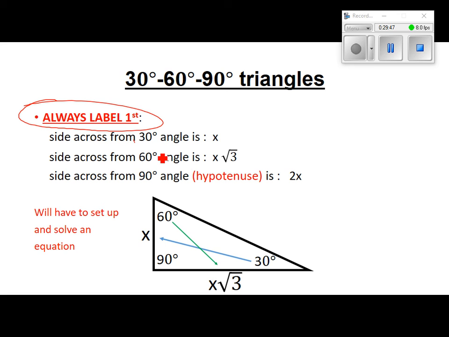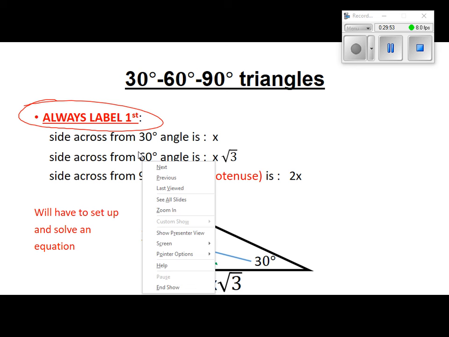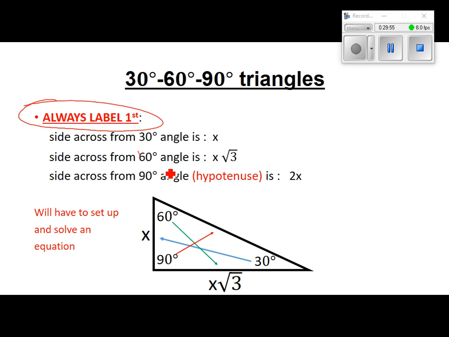Is somebody going to get the square root of 3 and the square root of 2 confused from the other side? Probably so. Just something you gotta remember. Side across from the right angle is always going to be labeled 2x. First thing you're going to do, you see a 30, 60, 90 triangle, label those three sides. I'll give you a minute to write that down.